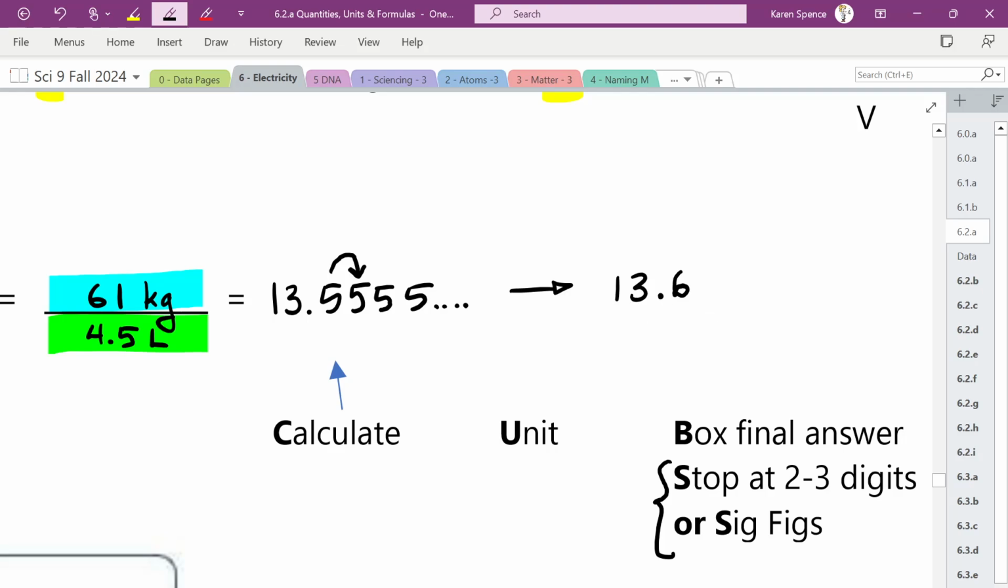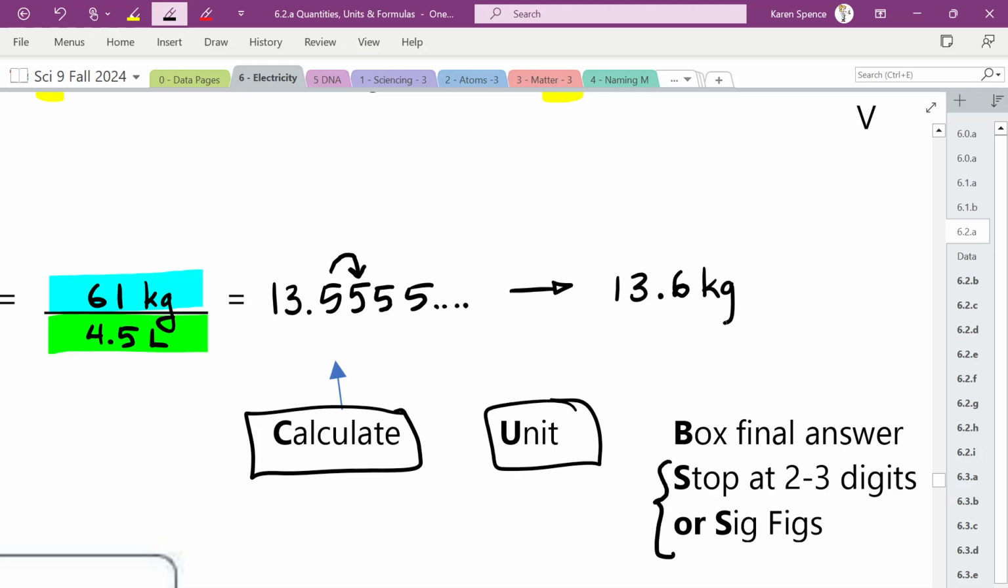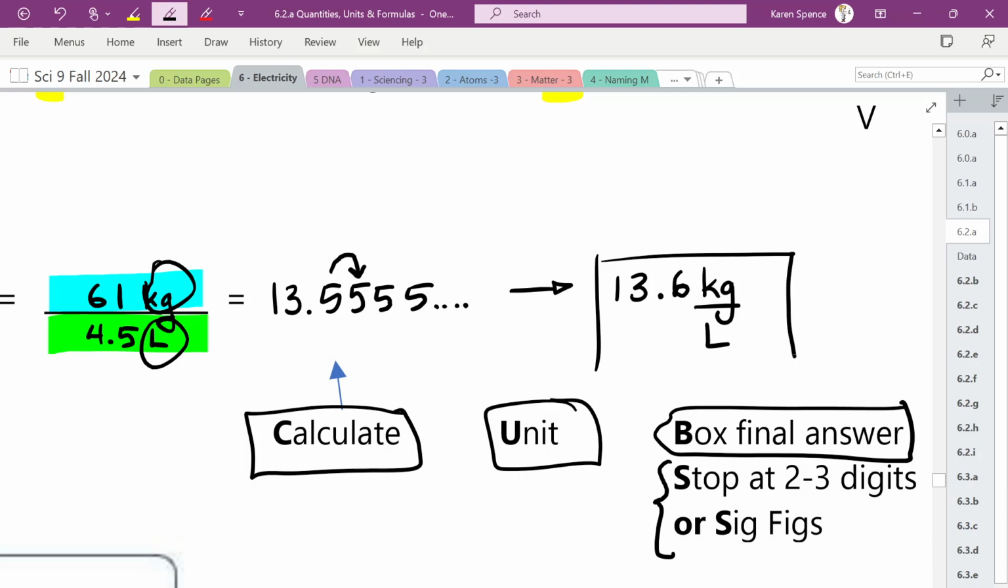So we have 13.6. We also need our unit. What is our unit? Kilograms over liters. And we need to box our final answer. Is that good?